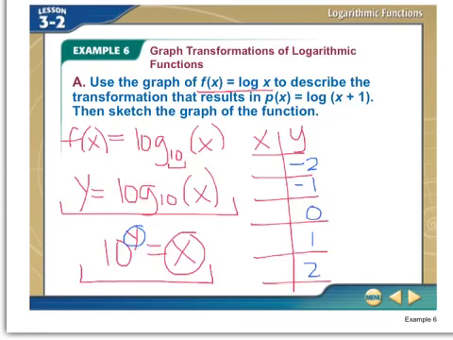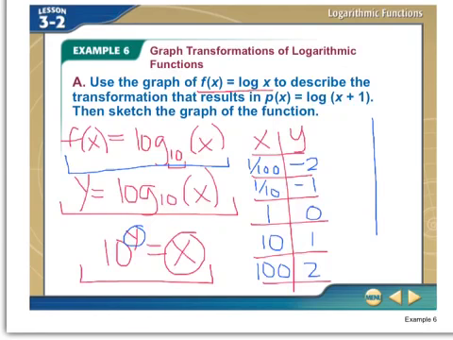If I plug in -2 for y, that's 10 to the -2 power, which is 1 over 100. 10 to the -1 power is 1/10, or 1 over 10 to the first. 10 to the 0 power is just equal to 1. 10 to the first power is 10. 10 squared is 100. So what we have here is a table for the function log base 10 of x. And what we're going to do is sketch that graph. So I'm going to do my best to sketch the ordered pairs that I'm given.